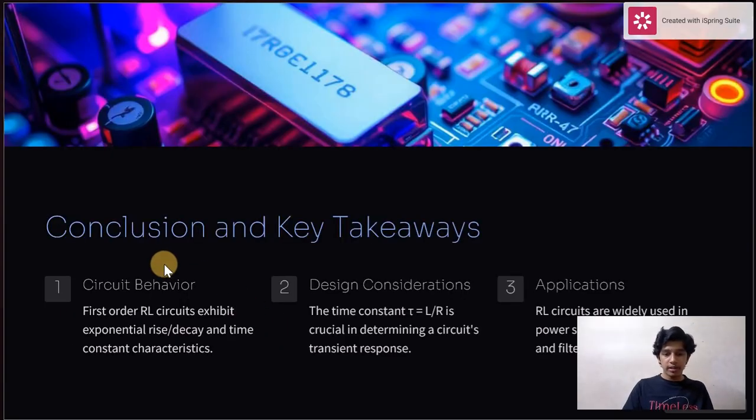Now, conclusion and key takeaways. Circuit behavior. First order RL circuits exhibit exponential rise or decay and time constant characteristics. Design considerations. The time constant tau equal to L by R is crucial in determining a circuit's transient response. Applications. As already said earlier, RL circuits have some day-to-day life applications, such as power supplies, motor controls, and so on.